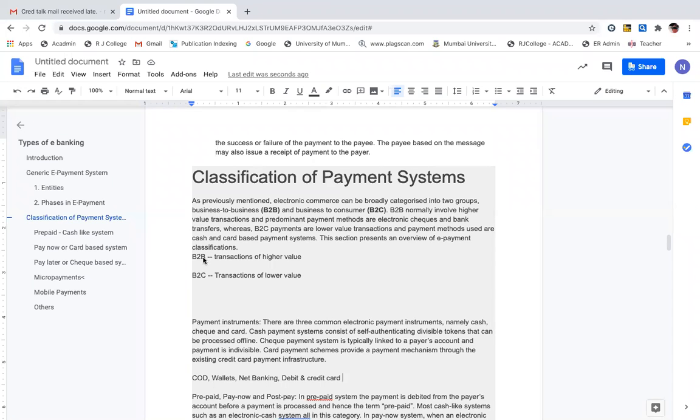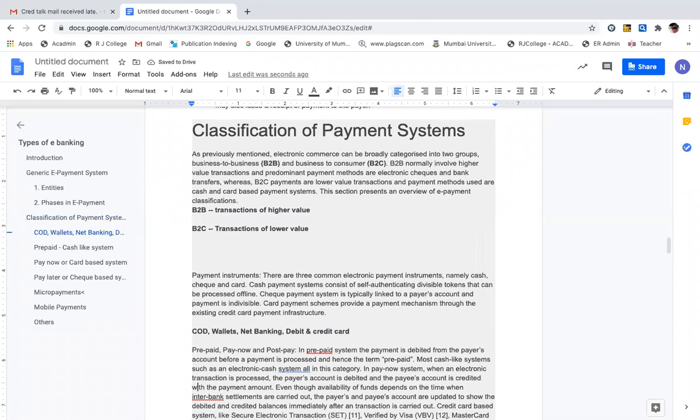You can classify your payment systems based on either it is business to business or cash on delivery. In cash on delivery, I mean, you don't actually pay immediately, right? That we will see later. We look at the classification. And then we have wallets, net banking, debit and credit card payments, right? So all of these need authentication. In case it is COD, it is only later when they deliver.